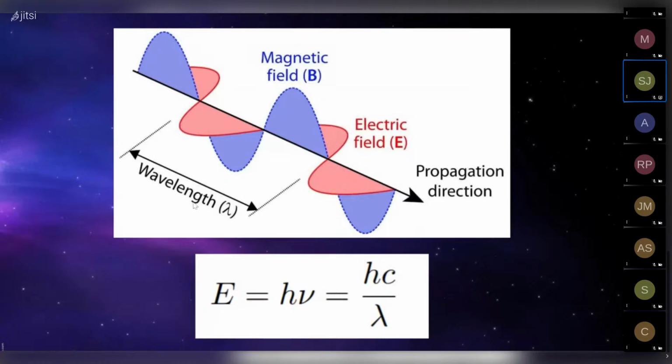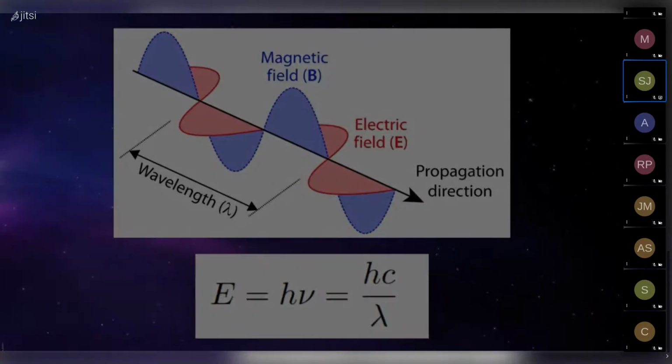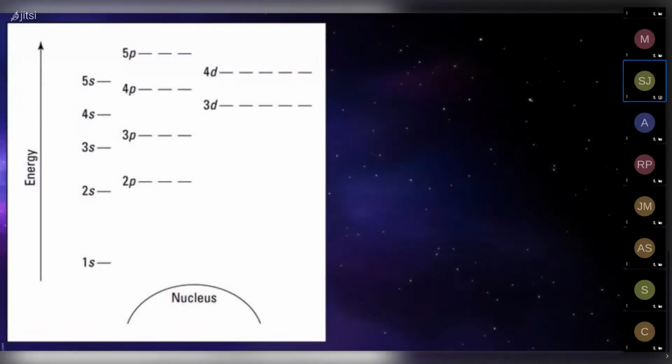So these two pictures show the dual nature of light, and this is used in the concept of spectral lines. So how is that, we'll see. Here you can see the energy levels of a hydrogen-like atom, where there are many energy levels like 1s, 2s, 2p, 3s, 3p. So these are the energy levels of hydrogen-like atoms.